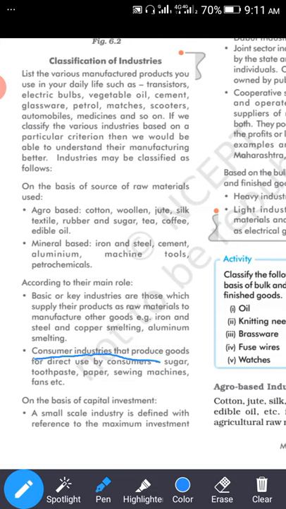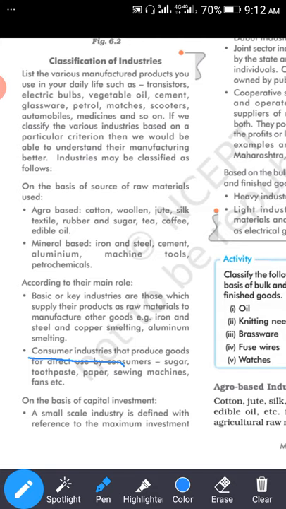Yes, of course. The next question is, why is the iron and steel industry known as the basic or key industry? Why is the iron and steel industry or copper smelting known as the basic or key industry? The next question is the consumer industry.